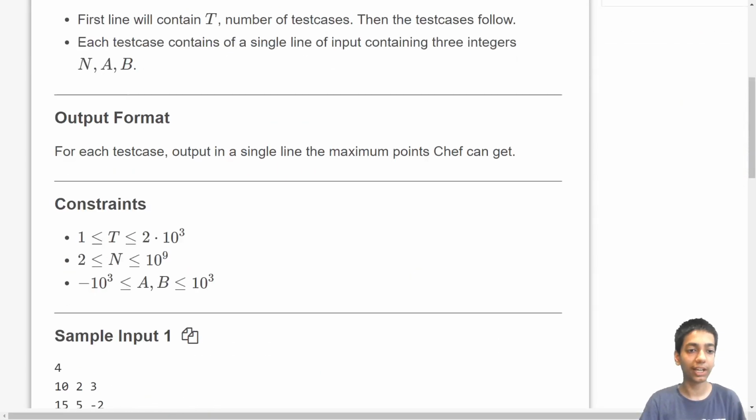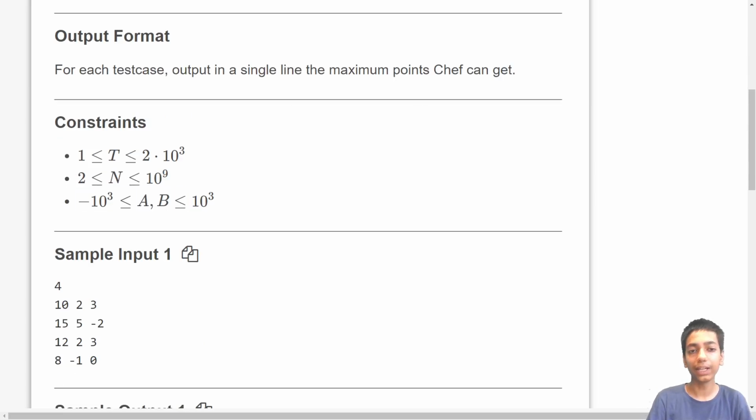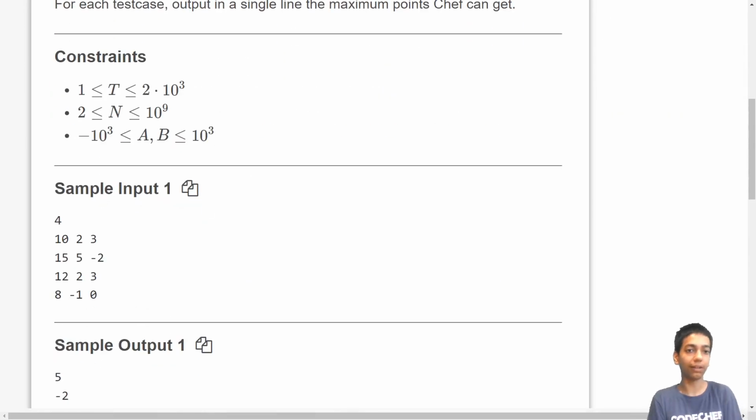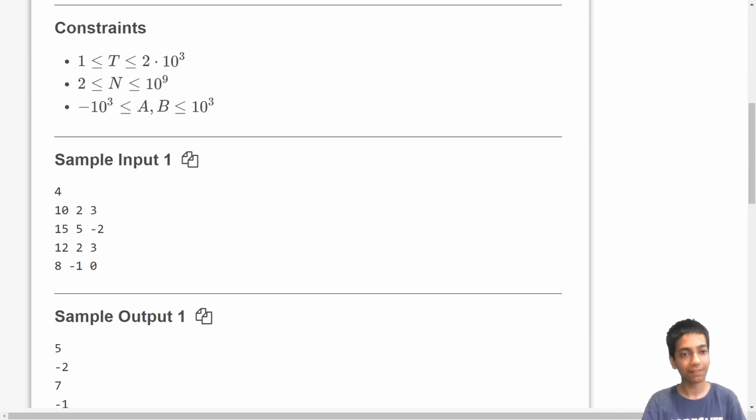Another constraint here is that a and b could be negative as well. In that case, for example, if the points you get on dividing by an even number, that is a, is negative whereas b is positive, we'll try to use as many odd factors as we can to bring it down, right? Because we want to maximize the score, obviously. So let's have a look at the sample.